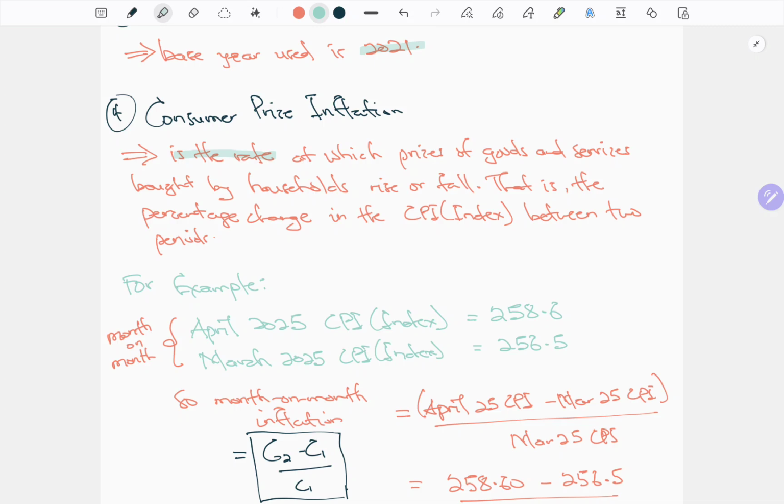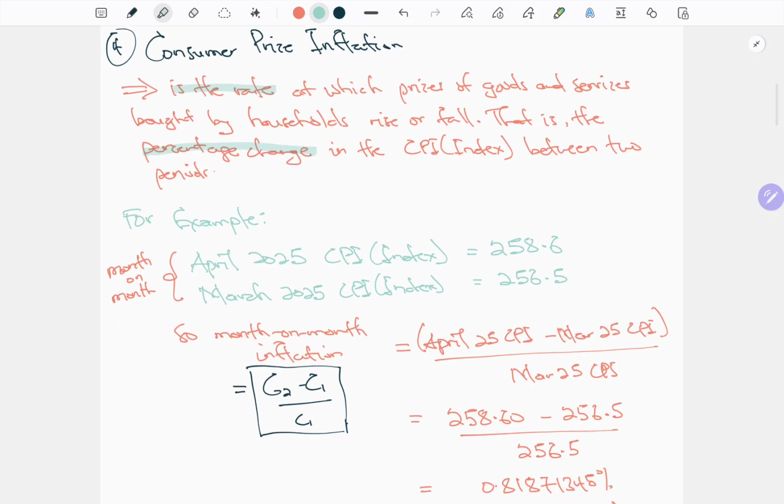So it's just the rate at which prices of goods and services bought by households rise and fall, right? But in a more granular explanation, it is the percentage change. So inflation is in percent, and it is the percentage change in the CPI between two periods. Good. Now let's pick an example and see how inflation is computed.